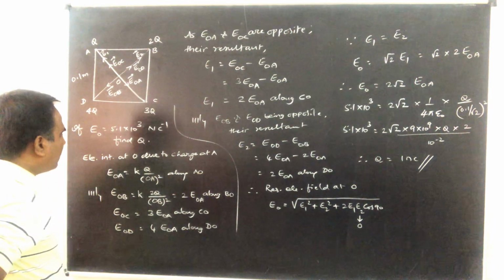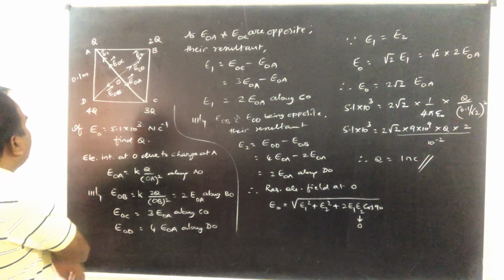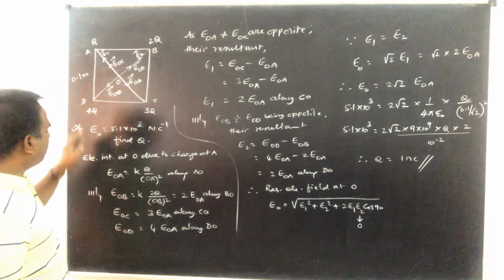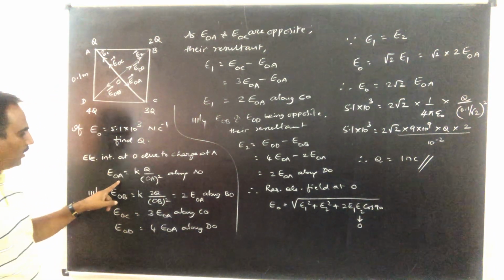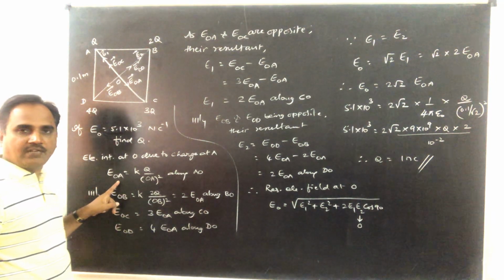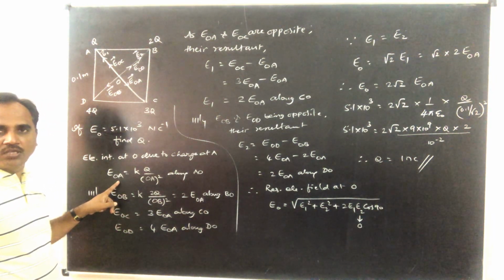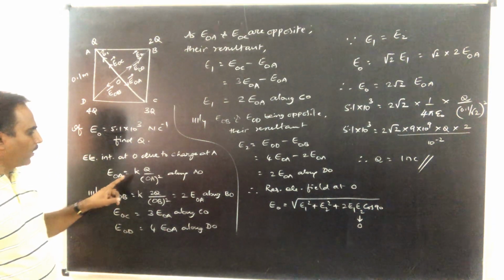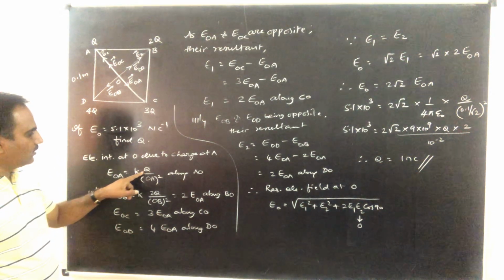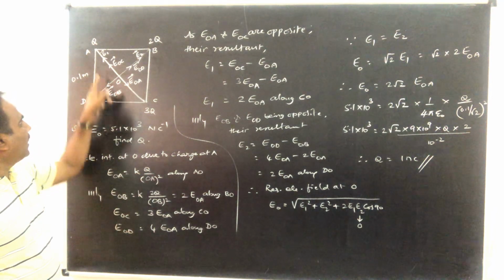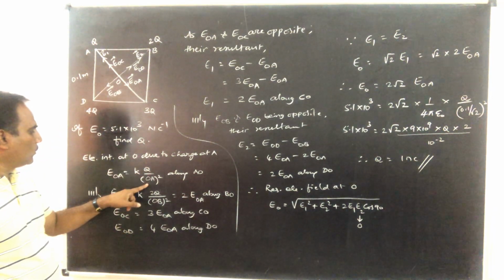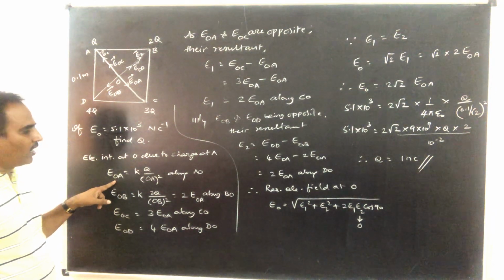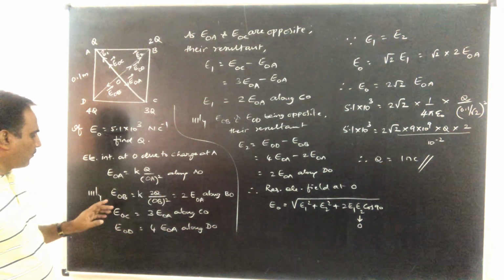The magnitude of electric field at O due to the charge at A is given by this equation, the electric field at a point due to a point charge: 1 by 4 pi epsilon, Q divided by R square. So this is K, charge is Q, and the distance is AO. So this is the field at O due to the charge at A, and its direction is along AO.